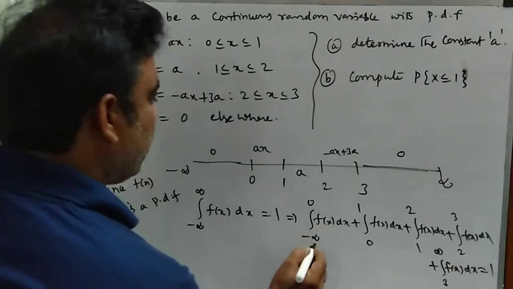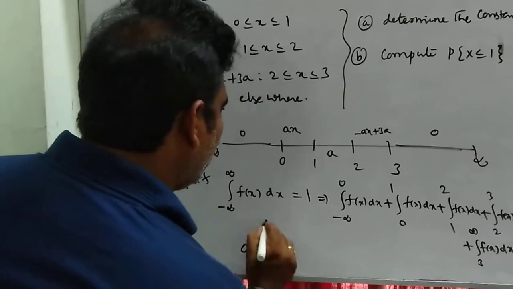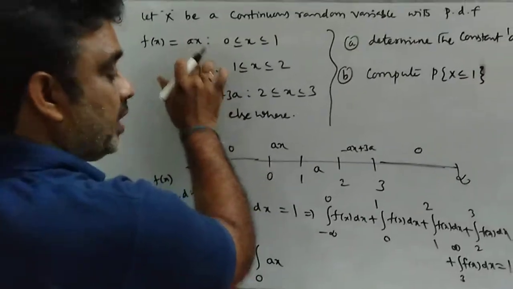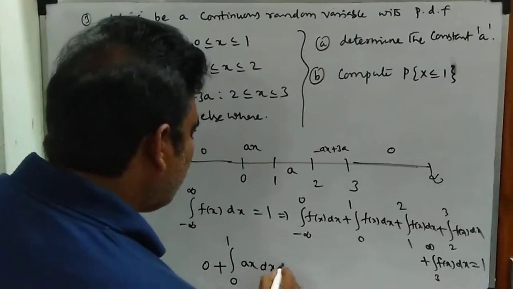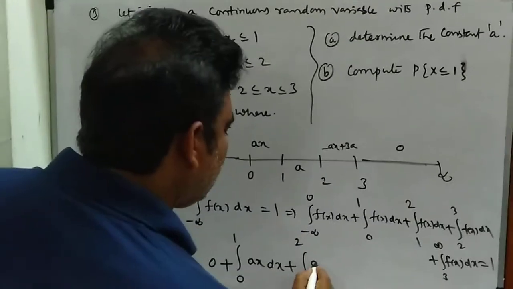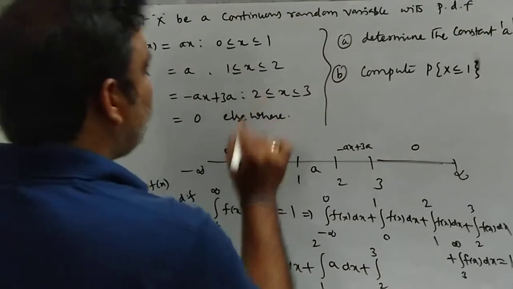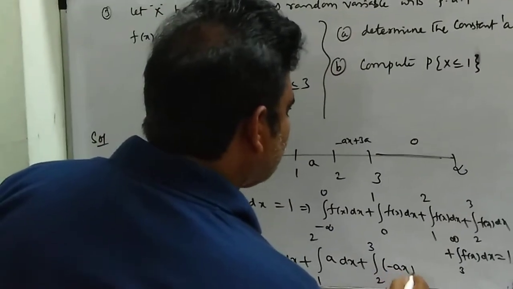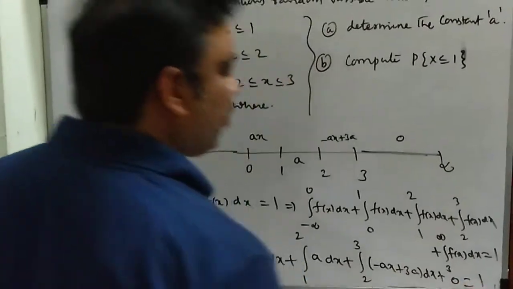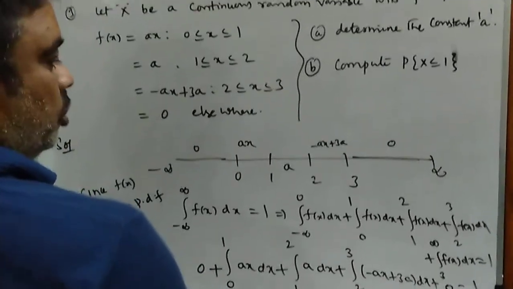So the first integral, minus infinity to 0, is 0, there is no value. In the second, 0 to 1, what is the functional value? f of x is ax. So integral of ax dx plus integral 1 to 2 of f of x, value a, dx plus integral 2 to 3 of minus ax plus 3a dx plus 0 is equal to 1. In the last case, 3 to infinity, it is 0.